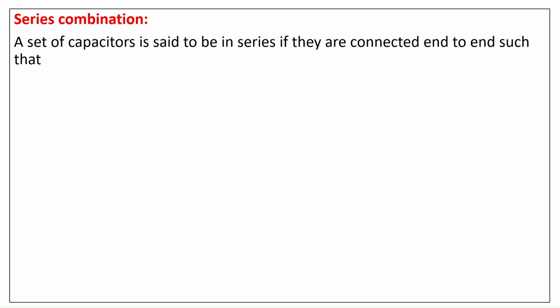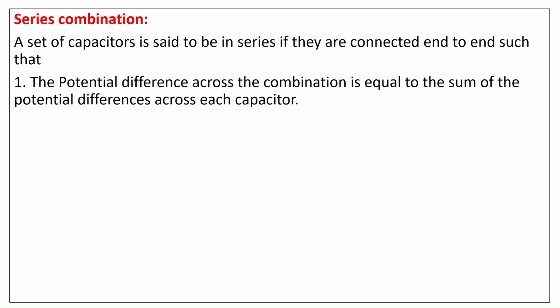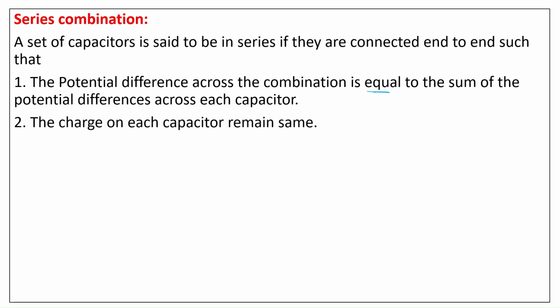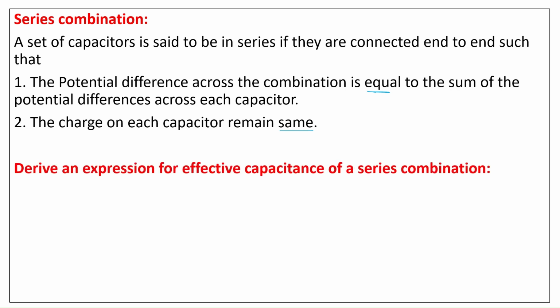Series combination. A set of capacitors is said to be in series if they are connected end to end such that 1. The potential difference across the combination is equal to the sum of the potential differences across each capacitor. 2. The charge on each capacitor remains same. Let's derive an expression for effective capacitance of a series combination.